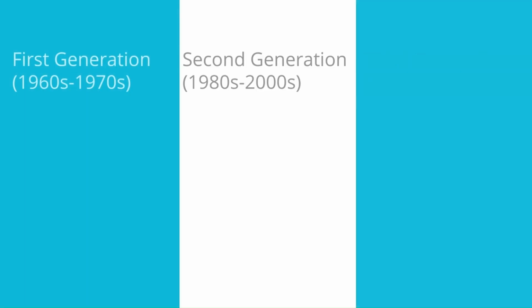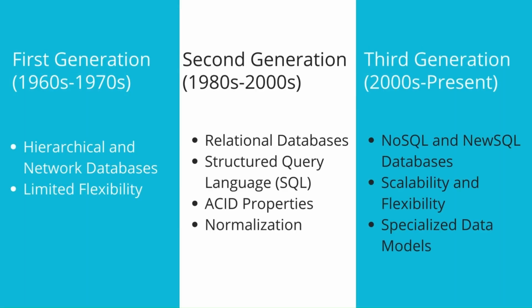Next, we'll look at the generations. First generation, 1960s to 1970s. Here, the network databases were there, where there was limited flexibility, that they were rigid in structure and required extensive planning for data organization.